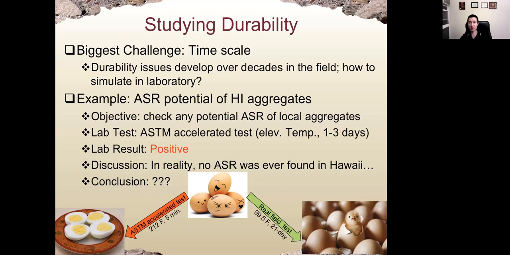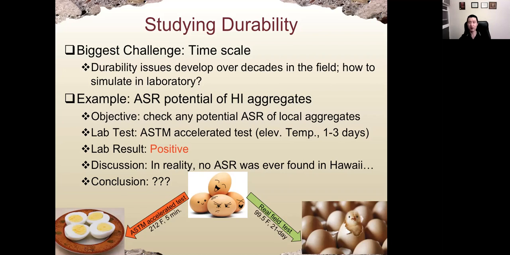To check the potential of certain concrete or certain aggregate for some type of attack, we should do some tests. The biggest challenge is the time scale. Typically, if that's a durability issue, it will take years or even decades for concrete to show these issues in the field. But how can we make sure the concrete will last decades before we make the concrete?